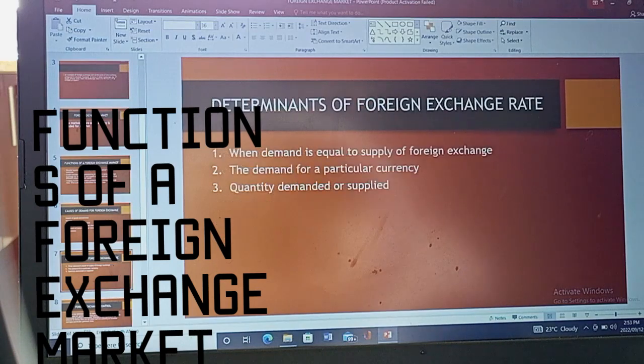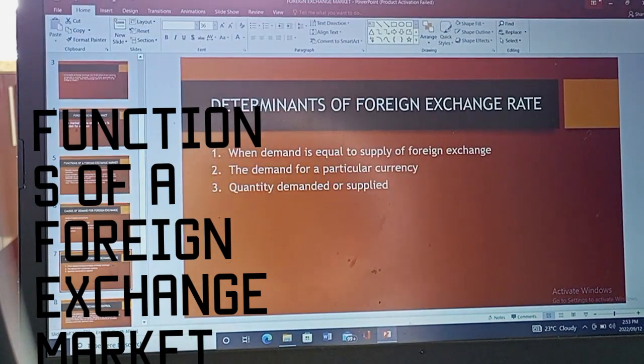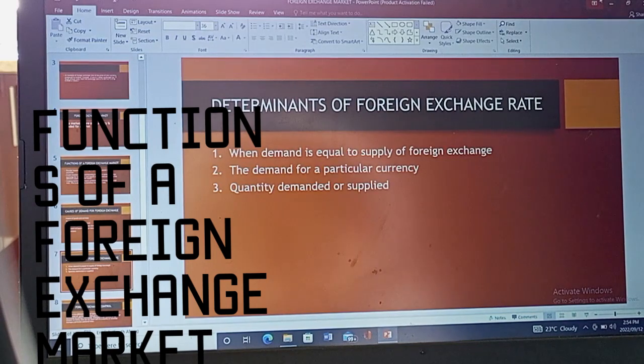Now, before I close the topic for today, I would like us to look at the determinants of foreign exchange rate. What are the things that determine the exchange rate? Now we have when demand is equal to supply of foreign currencies, we also have the demand for a particular currency, quantity demanded or supply. These are the determinants of foreign exchange.